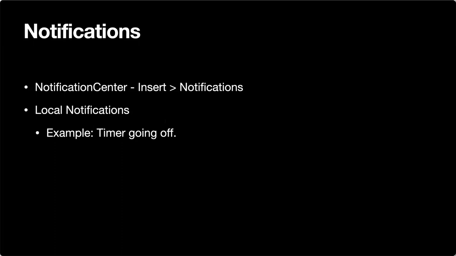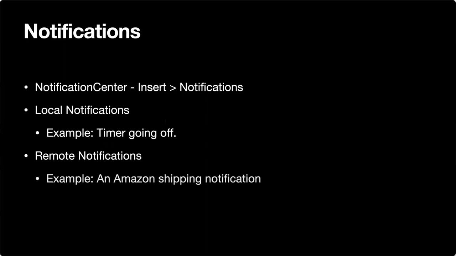The whole thing happens on the device. The second kind of notification is called a remote notification. Remote notifications begin off device. In other words, they start perhaps on a server somewhere and then arrive at the device. An example of that is if you order something from Amazon and you get a notification that it's shipped, that starts on an Amazon server and arrives at the user's device.